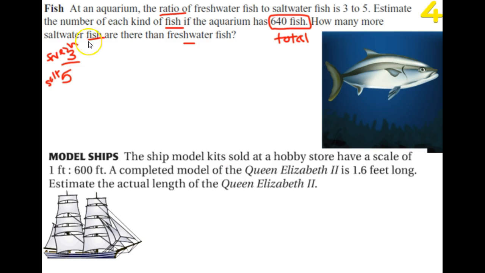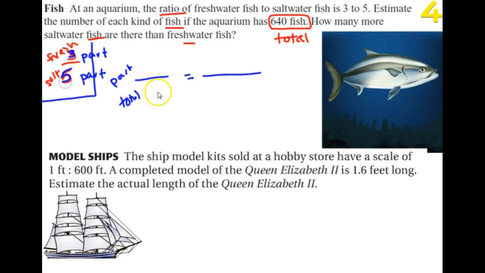Well, first, this information really is just two pieces, two parts. When we set up a proportion, it's usually part to total. Well, these are both parts. So total, we have 3 parts here and 5 parts here. That would make a total of 8 parts. And we know that there are a total of 640 fish. We need to figure out both parts, so we're going to actually have to solve this proportion twice.